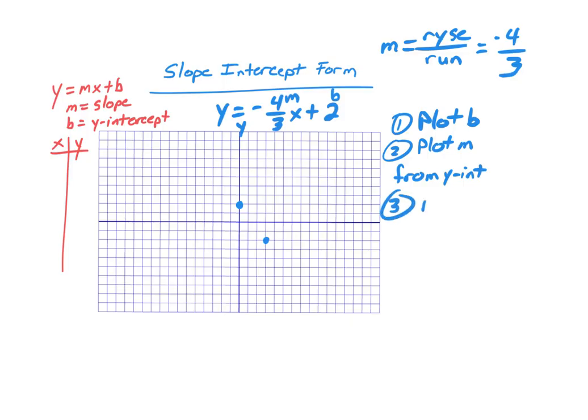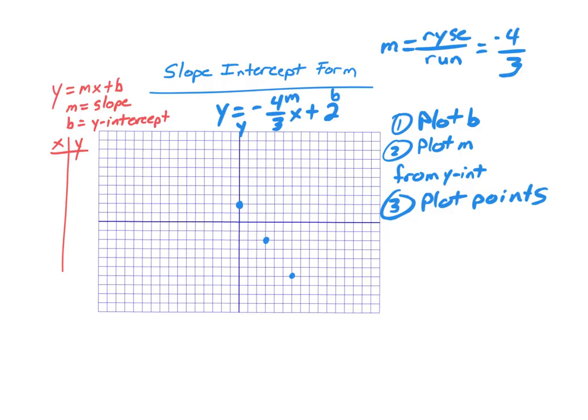And then your third step is just plot your points and make your line. The nice thing about using slope is now I can simply get a ton of points really quickly. I could go down 4, right 3 as many times as I want to. And I could keep going, right?